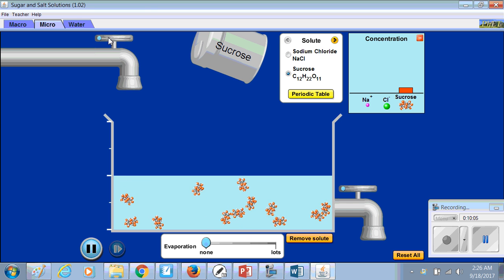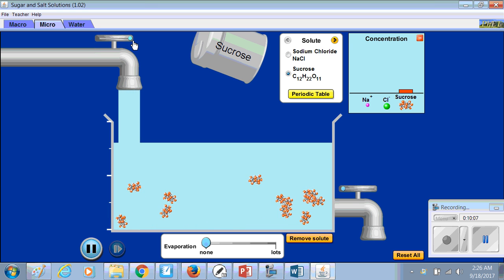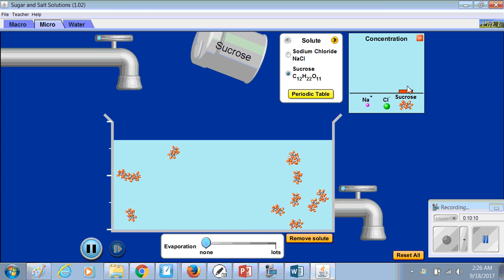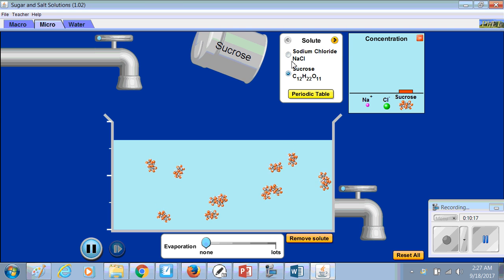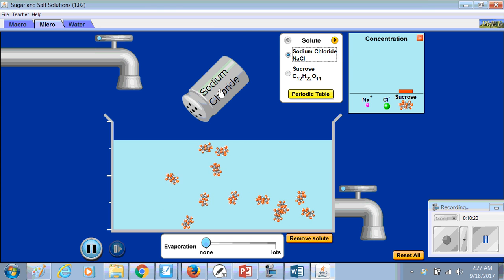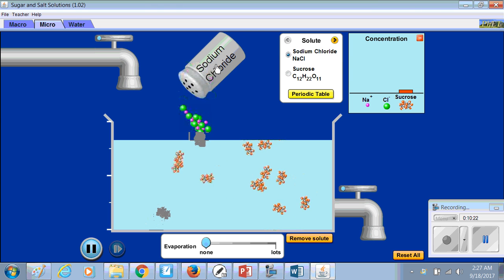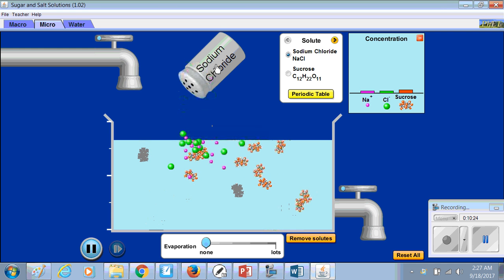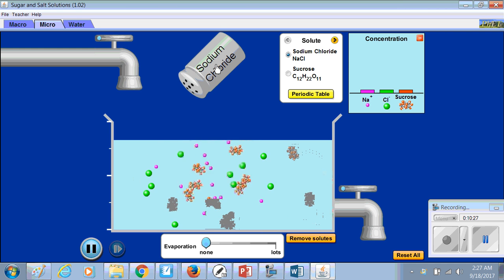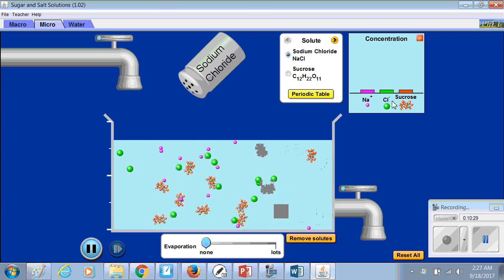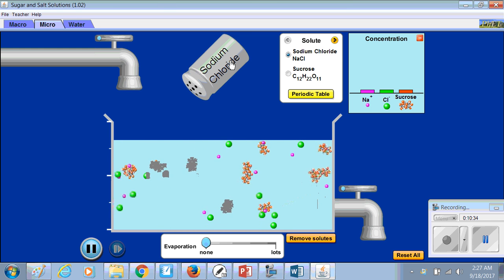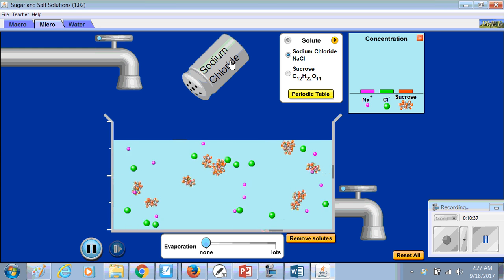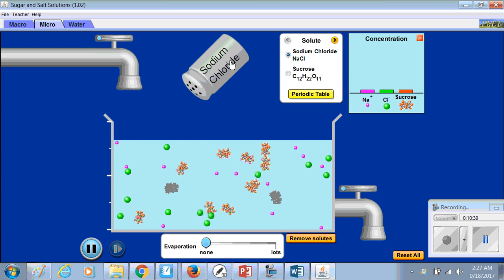Let me add a little bit more water so we get a little more room to work here. Okay, and you've got your concentration, and notice how it says concentration of sucrose, but you don't see carbon, hydrogen, and oxygen because the sucrose is not dissociating. Whereas if I put the sodium chloride in, boom, as soon as it hits the water, it separates into sodium ions and chloride ions. I'll do it again. So you can see the difference between how different solutes dissolve.